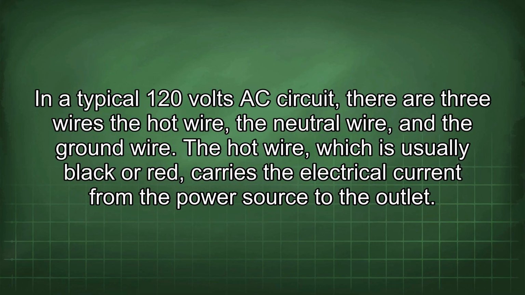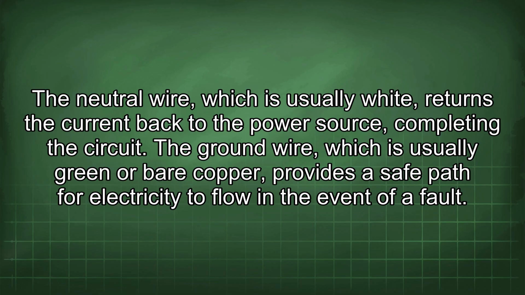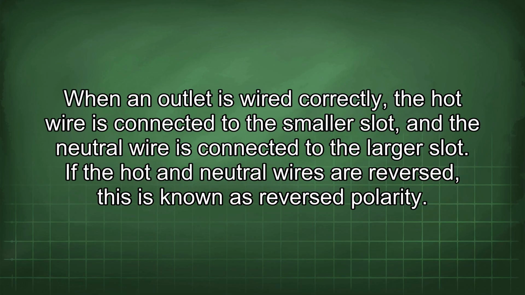In a typical 120 volts AC circuit, there are three wires: the hot wire, the neutral wire, and the ground wire. The hot wire, which is usually black or red, carries the electrical current from the power source to the outlet. The neutral wire, which is usually white, returns the current back to the power source, completing the circuit. The ground wire, which is usually green or bare copper, provides a safe path for electricity to flow in the event of a fault. When an outlet is wired correctly, the hot wire is connected to the smaller slot, and the neutral wire is connected to the larger slot.